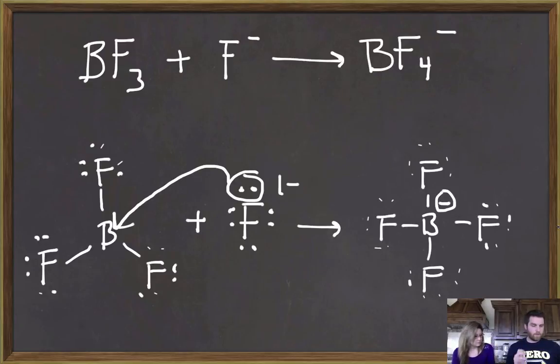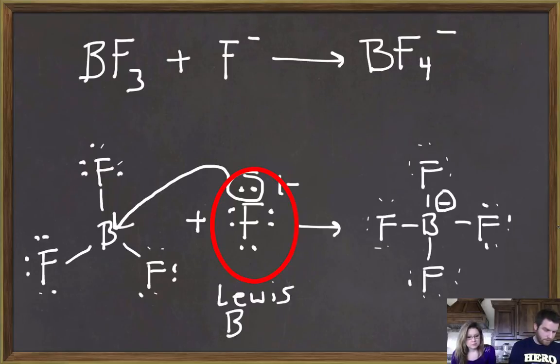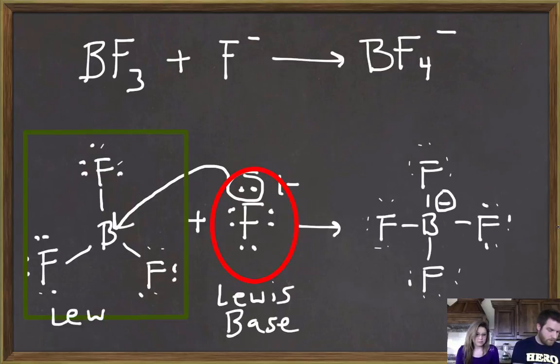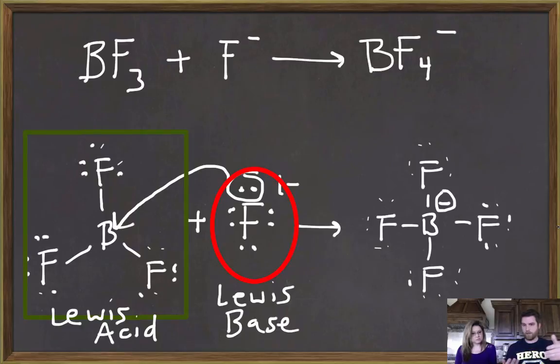So with all that drawing there, who donated the electrons? The fluoride. The fluoride donated the electrons, making it the Lewis base. And that makes this guy right here, boron trifluoride, the electron pair acceptor, making him the Lewis acid. The acid accepted the electrons, the base donated them.